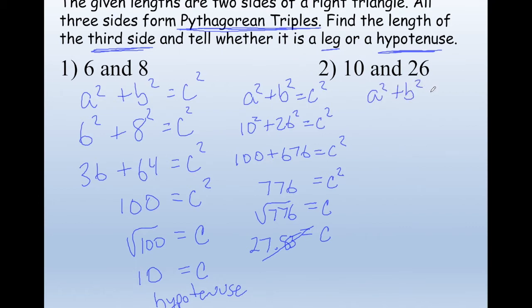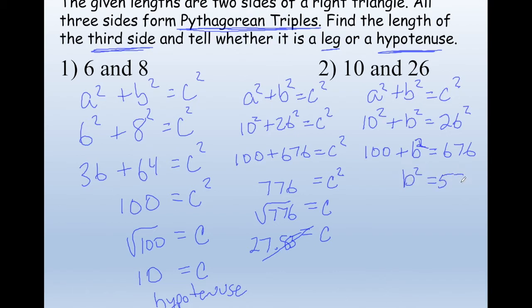So what happens is we have this set up wrong on the top. Instead of putting the 26 in for B, we should put the 26 in for C, because we know it's supposed to be a whole number. So it's 100 plus b squared equals 676. Subtract 100 from both sides: 576. Take the square root of 576. B is equal to 24. Whole number, exactly what we were looking for. 24 is less than 26, so what do we find? We found a leg.